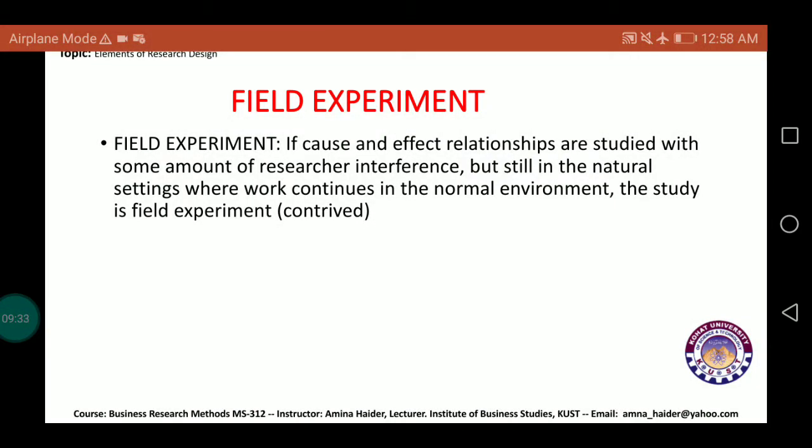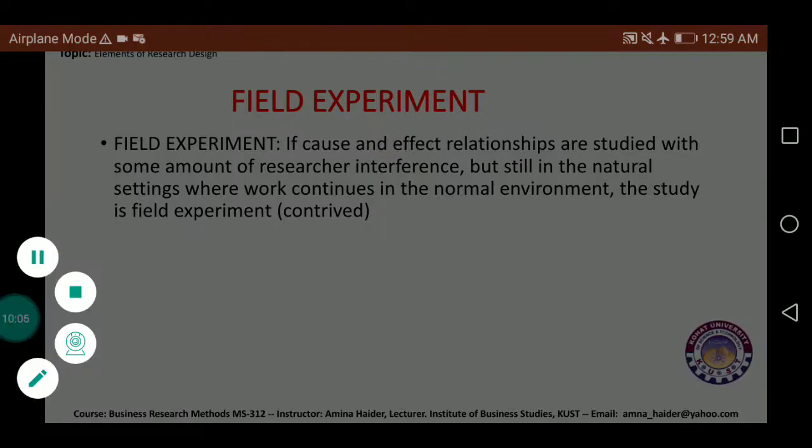So in a field experiment, you make certain changes to some of the independent variables to see how these variables affect the dependent variable. Changing one or two variables and studying its impact on the dependent variable is what the field experiment is all about. Cause and effect relationships are studied with some amount of researcher interference, but still in a natural setting where work continues in the normal environment.